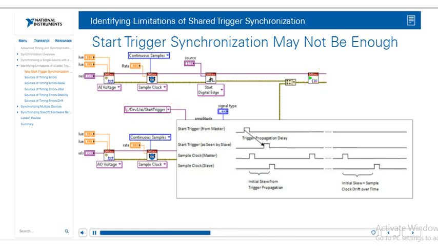The master task, in this case, would have been the analog input task, as it's sharing its trigger. And you can see that there's a bit of a delay from the start trigger from the master and the start trigger as seen by the slave task, which would be the analog output task. The start trigger is when we actually start collecting samples. Our sample clocks are off. And so there's an initial delay, or initial skew, from the trigger propagation. And then there's another skew because of sample clock drift over time.